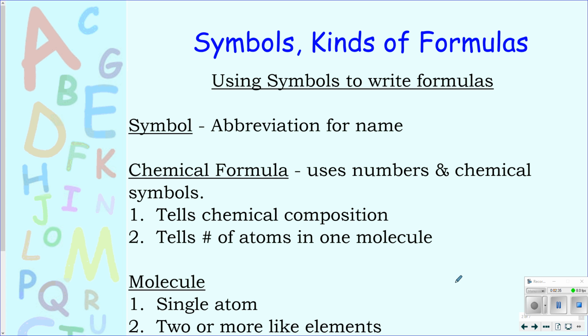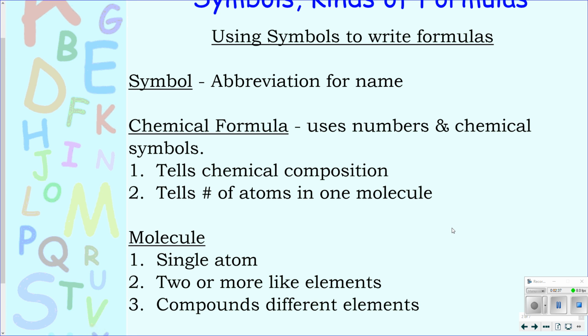First off, chemical formulas are going to tell you exactly your chemical symbols, and it also will have numbers in there. So it's going to tell you your composition, what type of elements are in there, and exactly how many of each atom or element you have.